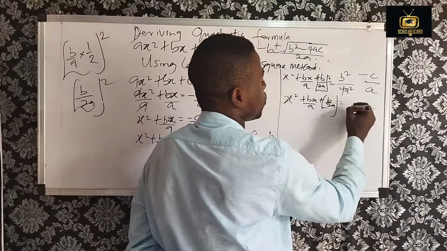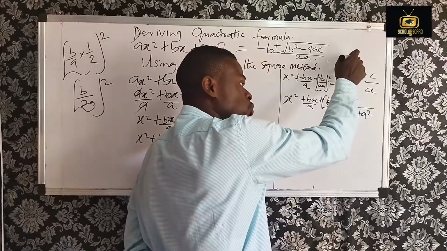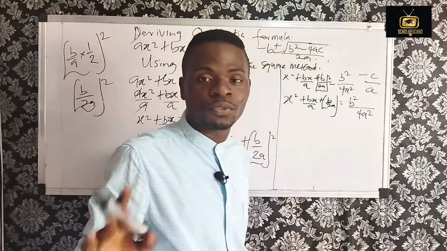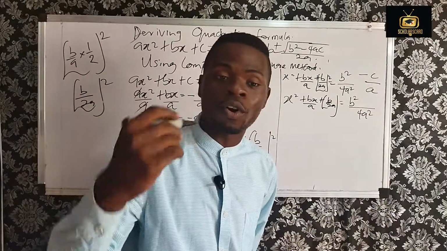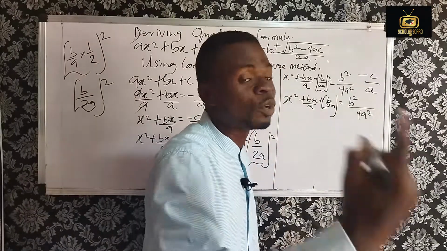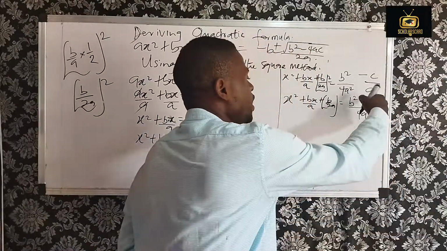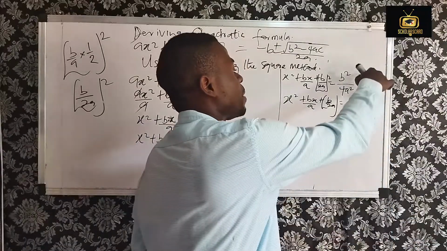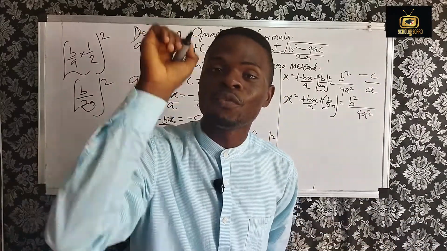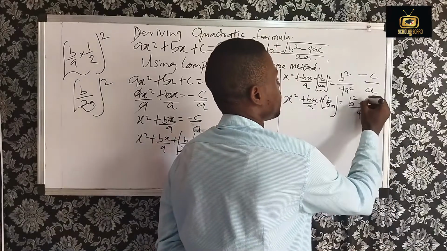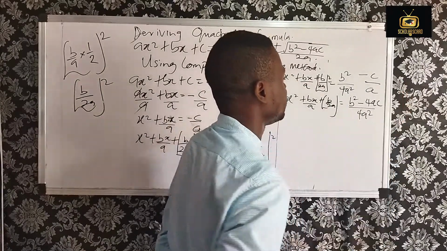1 times b squared, that's b squared. Understand your fraction. Now in this place, how many a can we see in 4a squared? That's 4a, because 4a times a is 4a squared. So a in 4a squared gives us 4a. Multiply that by minus c, and that gives us minus 4ac.